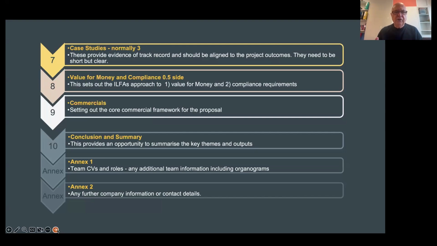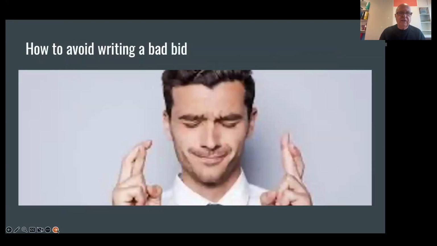And then there are the commercials. This is where you set out, this is how we're pricing, this is what it's going to cost us, here's the financial breakdown, and here's how we're doing it. And then there's a conclusion summary, and finally, your team CVs. So that's a very standard approach that most suppliers would recognize.